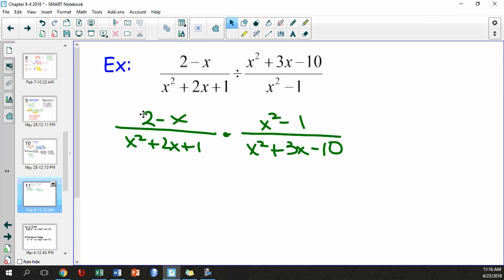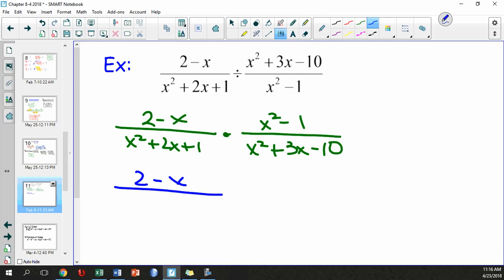Can I simplify 2 minus x? No, I leave it alone. How about the denominator of the first fraction? Is there a GCF? No. Are there 2 binomials? Yes. So I'm going to split this up into 2 binomials. Splitting up x squared, that gives me x and x. Factors of 1: 1 and 1. And I need them both to be positive.